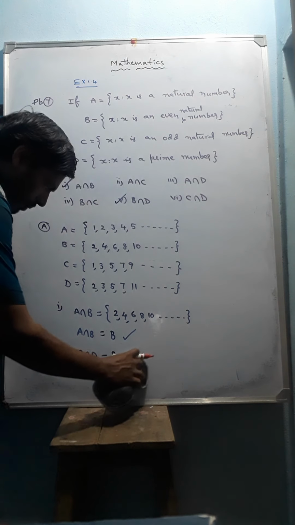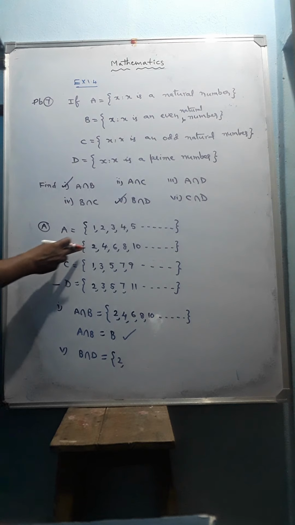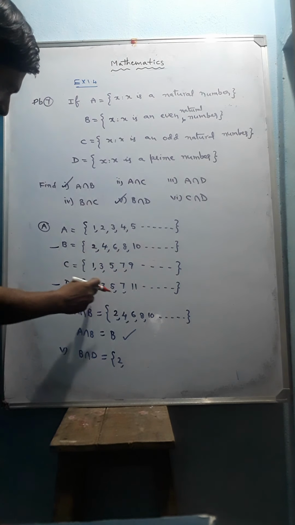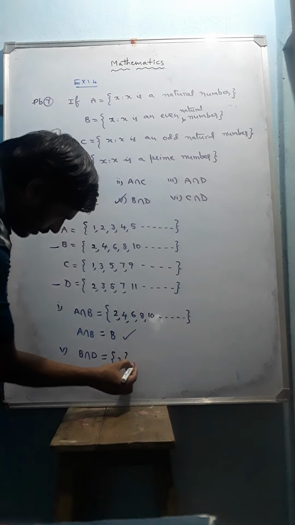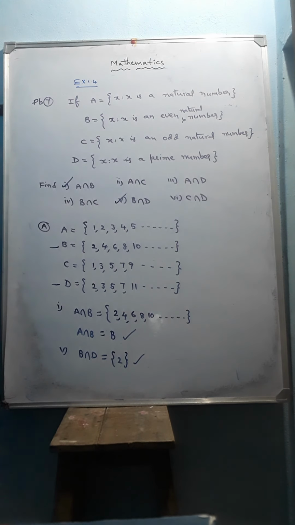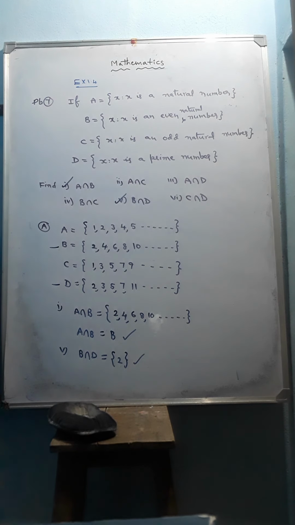So in B comma D which are common? 2 is common. Next 4, 6. Here there is no 4, 6, 8. So only 2. This is the answer. Okay, remaining problems you can solve. Next, problem number 8.